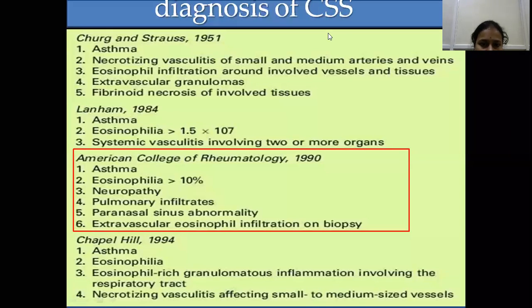For the diagnosis of Churg-Strauss syndrome, the American College of Rheumatology criteria say it is commonly associated with asthma, eosinophilia of more than 10%, neuropathies, pulmonary infiltrates, paranasal sinus abnormality, and extravascular eosinophilic infiltration on biopsy. These features are common in Churg-Strauss syndrome.